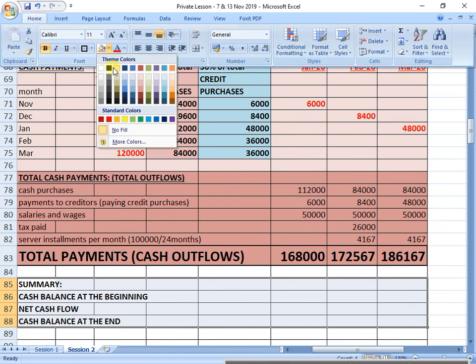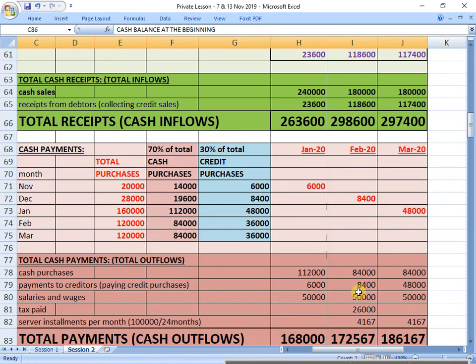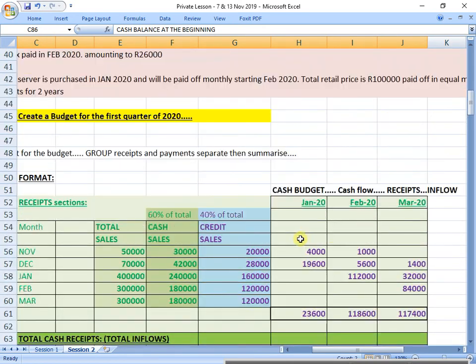Okay, this is the financial management. This is the finance part of it. This is the analysis. So cash at the beginning. I didn't give that in the question. I should have, just to make it more difficult.